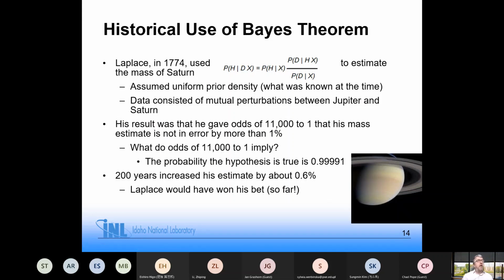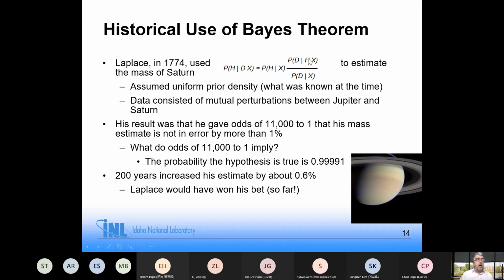If you look at the details, it's very interesting, but he would look at, okay, what do we know about the mass? So things like using a uniform prior, mainly to help out the mathematics, was part of the equation. So we think the mass of Saturn is between this and this point. We don't know anything more about that. It's just between those two upper and lower bounds.